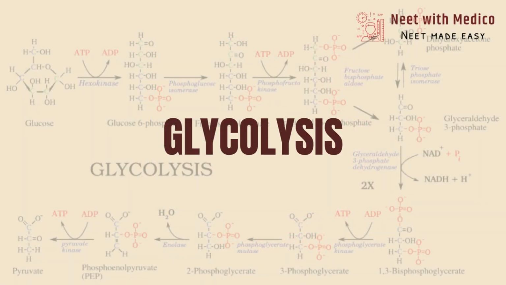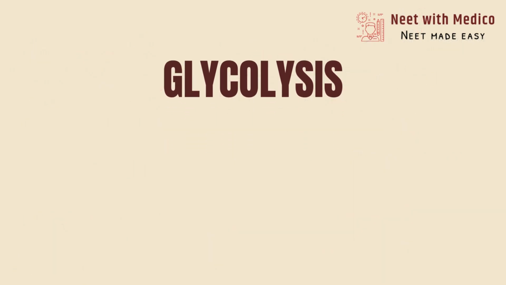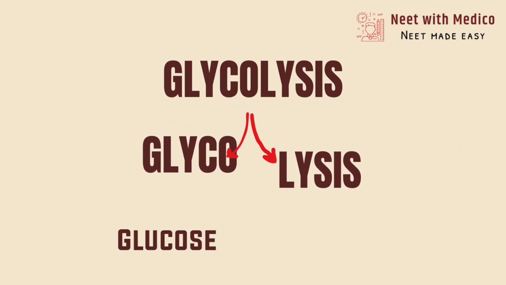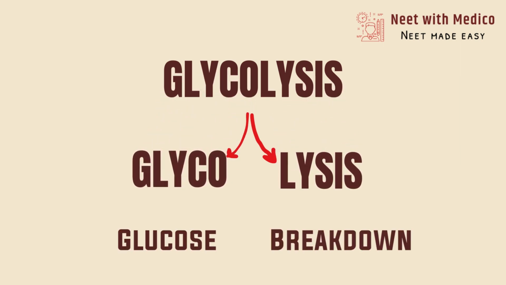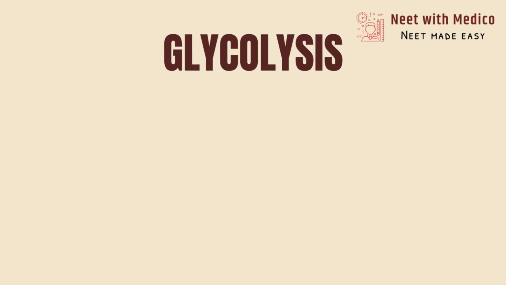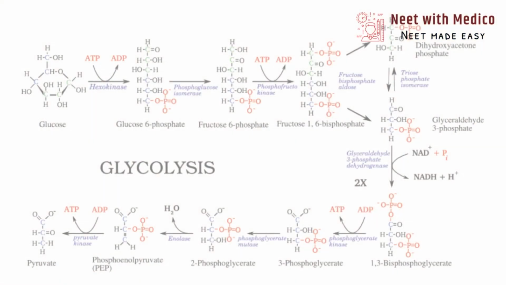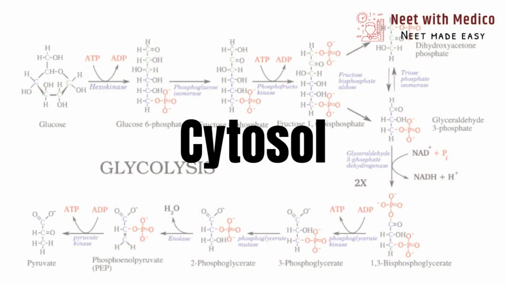In this video, we will study the process of glycolysis. The word glycolysis is made up of two words. The word glyco means glucose, and the word lysis means breakdown. Glycolysis is a metabolic pathway that involves the systematic breakdown of glucose to produce energy. The process of glycolysis takes place in the cytosol of the cells.